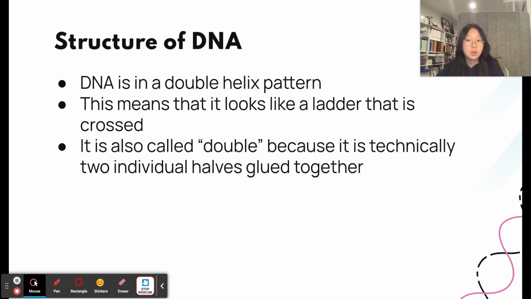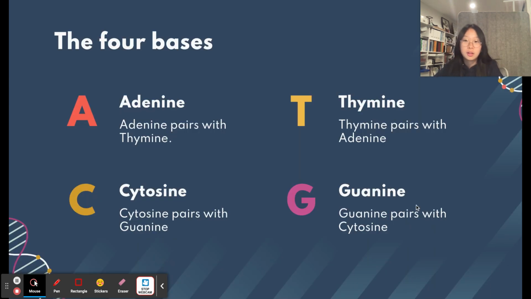DNA is known for having this distinct double helix pattern. It's also referred to as looking like a ladder that is crossed. And DNA is made up of four different bases: adenine and thymine, which pair together, and cytosine and guanine, which pair together. And they're paired through hydrogen bonds.